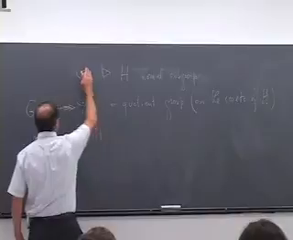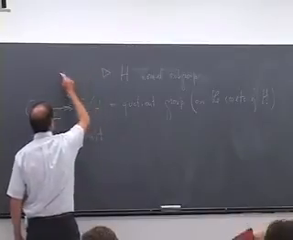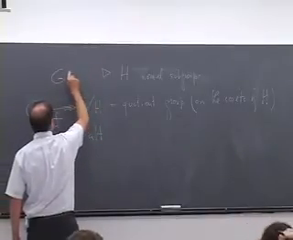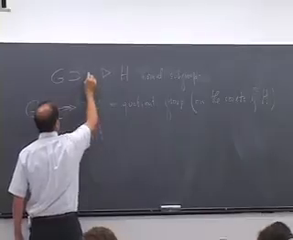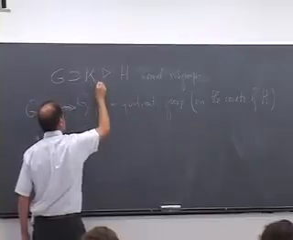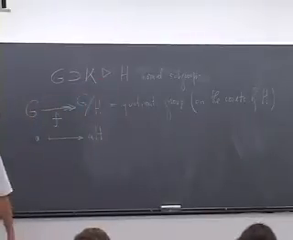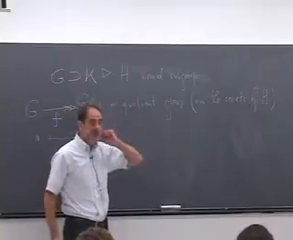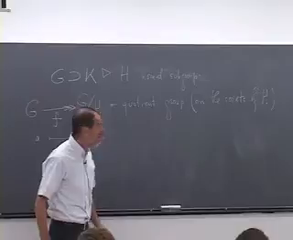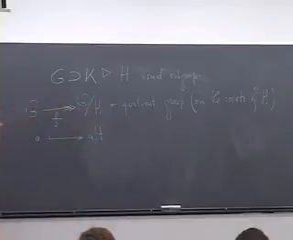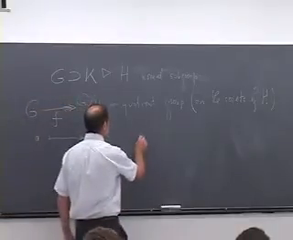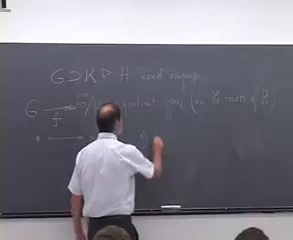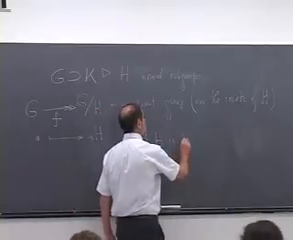Namely, suppose that between G and H, we have another group called K. So K is a subgroup of G that contains the normal subgroup H. We'll have examples of this. All right. Then the claim is, first, that H is normal in K.